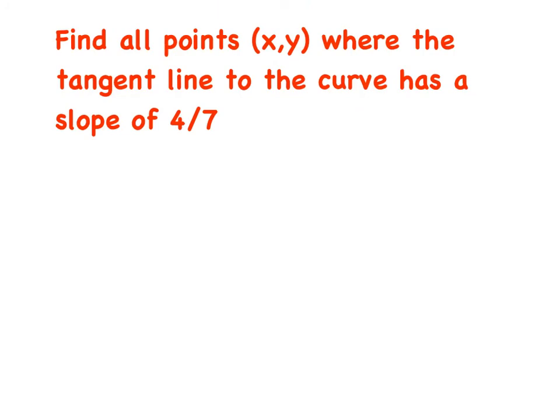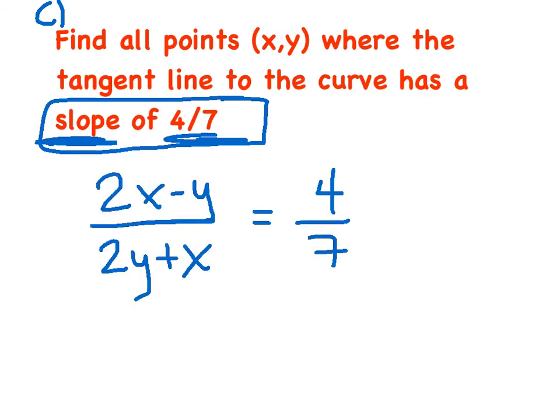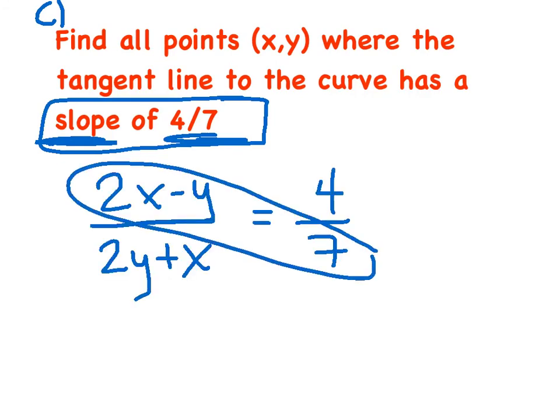All right, next part. Find all points on that same curve, so this is part C, where the tangent line to the curve has a slope of 4 sevenths. And the whole thing is given away here. They're telling you the slope is 4 sevenths. So all I'm going to do is set that derivative I have equal to 4 sevenths. So once I've set them equal, just a quick cross multiply.